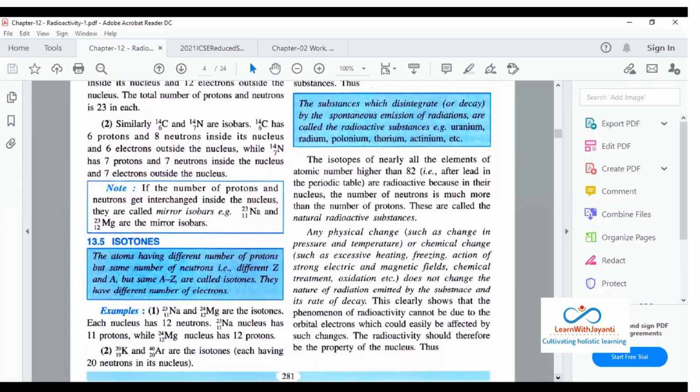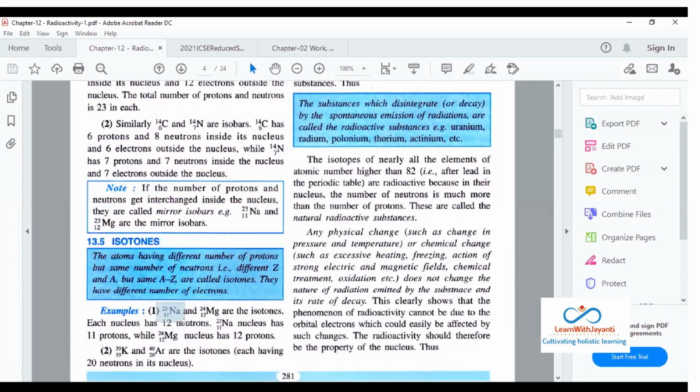What are isotones? Isotones are species having different numbers of protons and different mass numbers, but what is the same? The same number of neutrons. How do you get the number of neutrons? Neutron number is A minus Z. So A is different, Z is different, but A minus Z is the same. So sodium and magnesium are isotones.